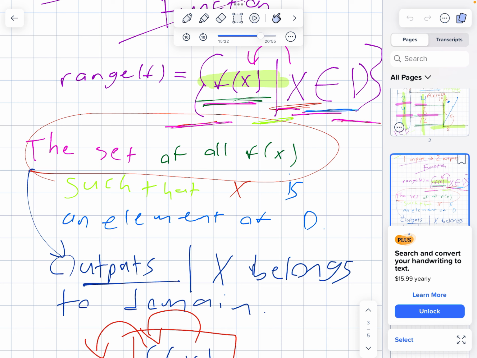Hey friends, to confirm, that line in the middle means such that. It's a short form, just as the plus sign is a short form for plus and the equal sign is a short form for equals. Such that is given by this vertical line.